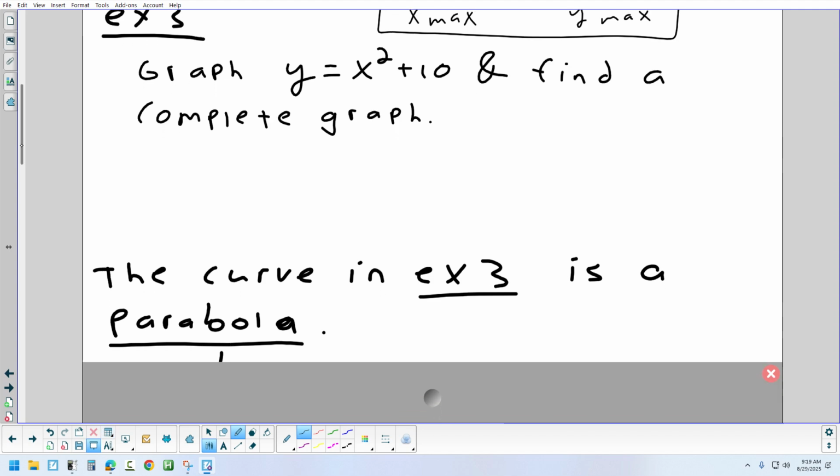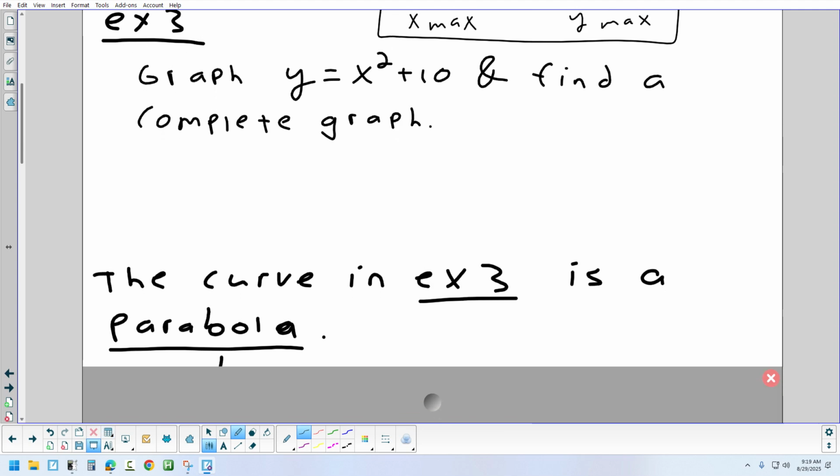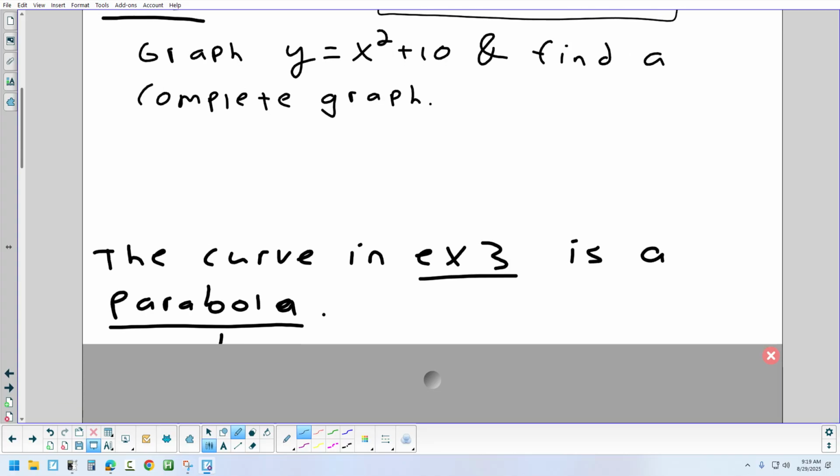But I will mention this. That particular curve is called a parabola. So if you didn't know that the graph of a quadratic is a parabola, I would write that down. That's kind of a simplified quadratic. There's not a lot to it.